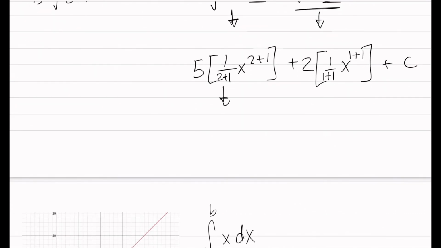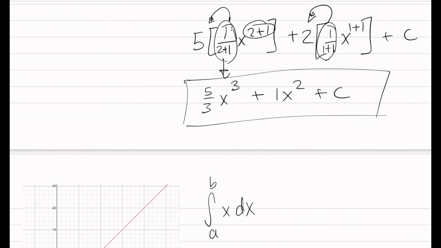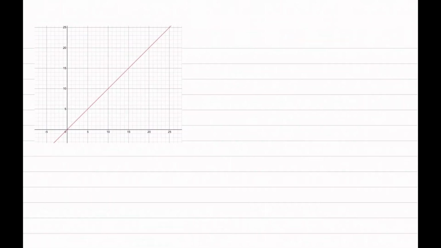Solving everything out, here this is 1 over 3. 5 times 1 over 3 is 5/3 x cubed, plus this here is 1/2. 1/2 times 2 is 1. So it'll be plus 1, and 1 plus 1 is 2, so 1x squared plus c. That is your final answer. As usual, you don't have to include the 1. It could just be 5/3 x cubed plus x squared plus c. Same thing. But what does that all really mean?